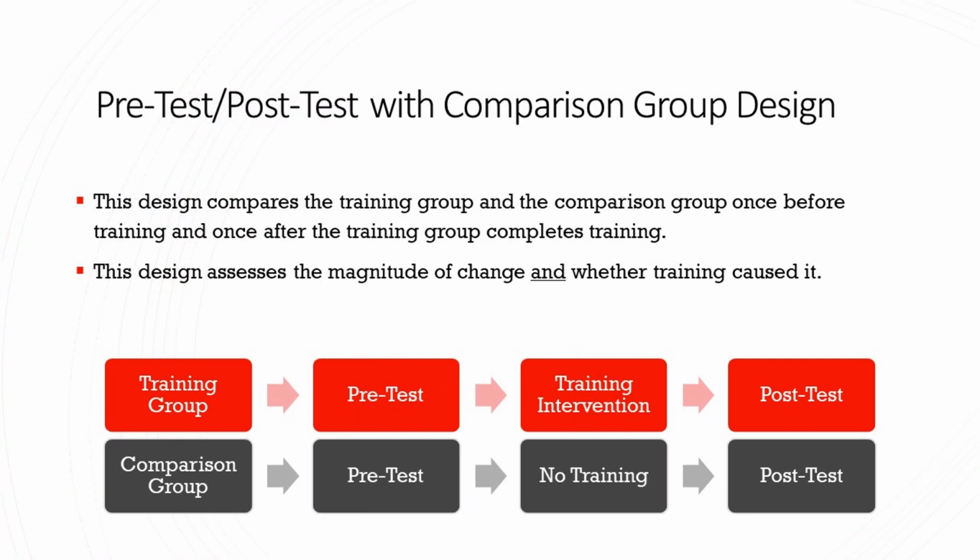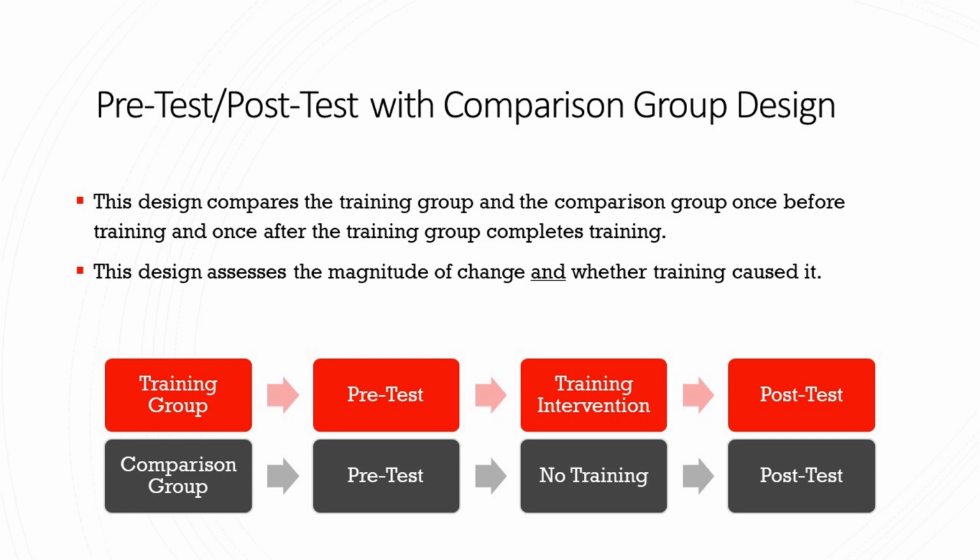The next design involves 4 measurements. Before the training intervention, both the training group and the comparison group are measured. Both groups are then measured once more after the training group completes the training. We start by looking for changes between the training group's pre-training scores and post-training scores to determine whether change occurred for the training group. Then we compare the two groups' pre-training scores.